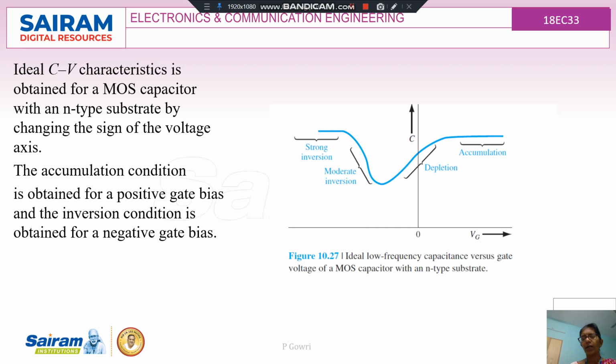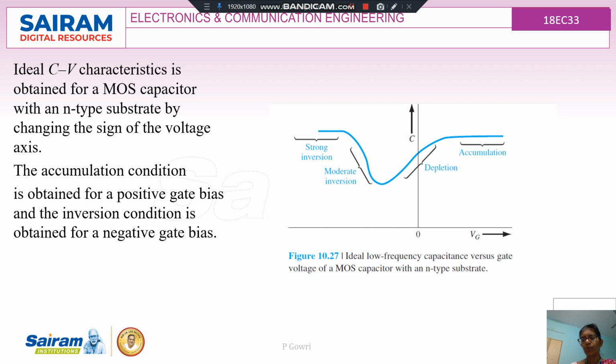Here the capacitance at accumulation and strong inversion is only due to the oxide capacitance, whereas in the depletion region, the capacitance is due to the oxide capacitance as well as the depletion capacitance.